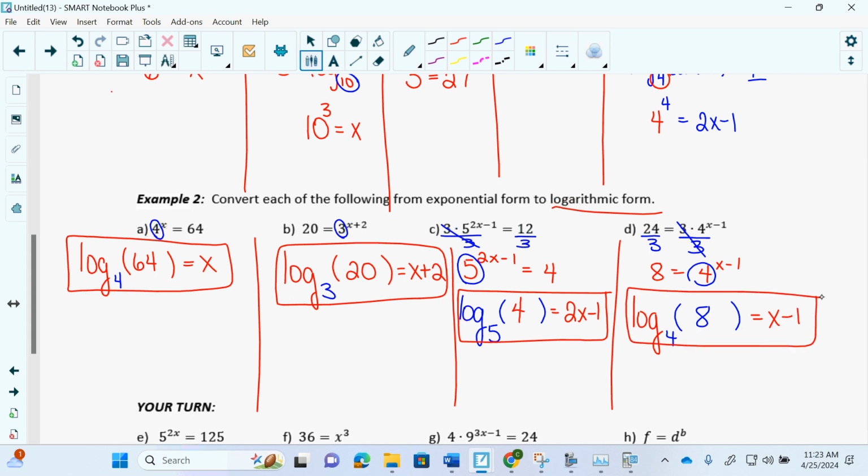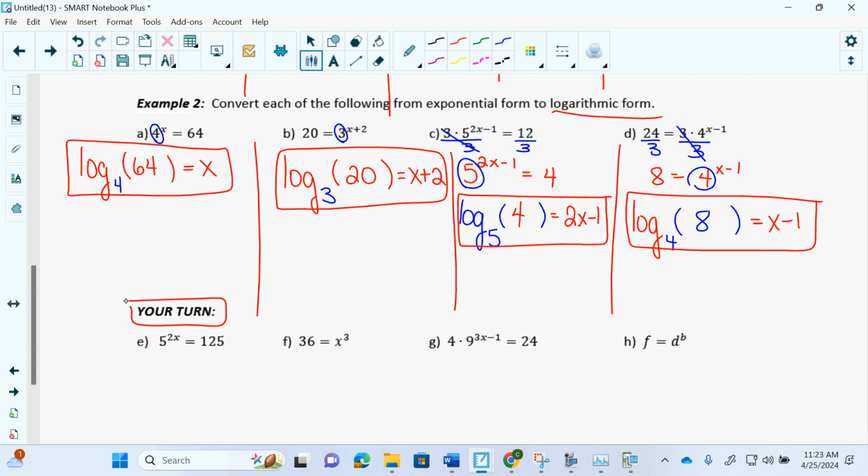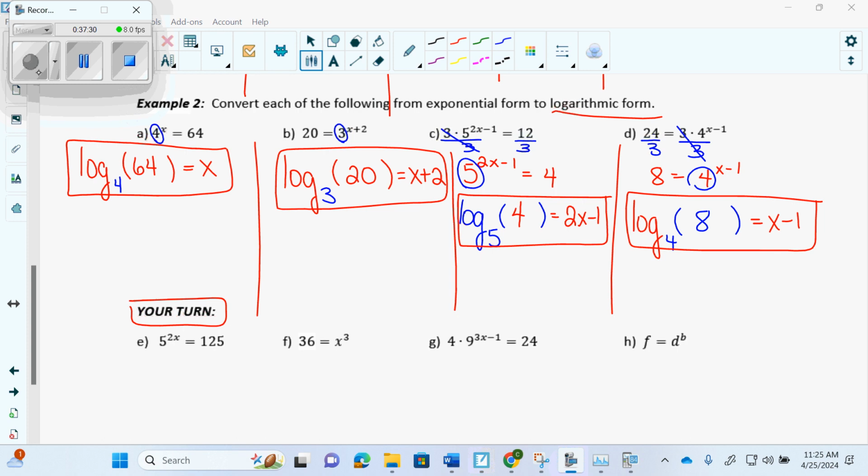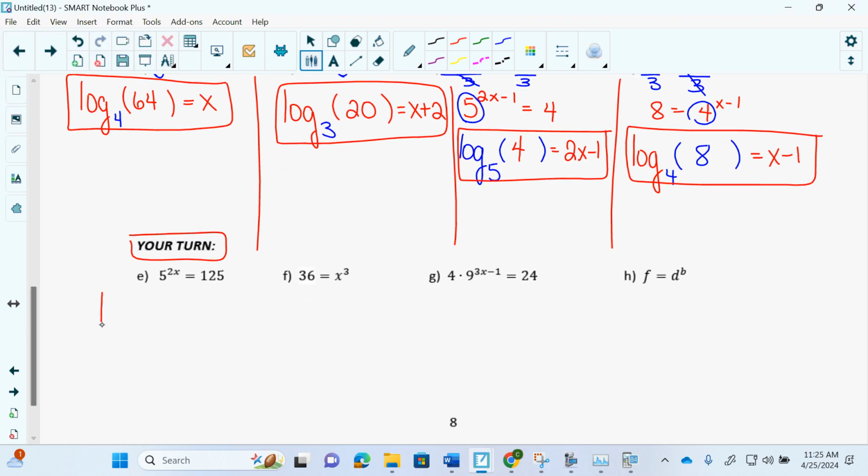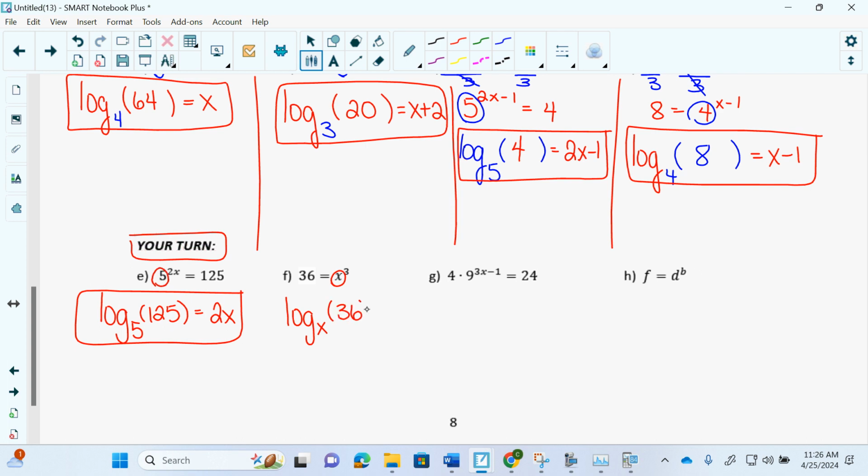What does this say? So it's your turn, go. I want to get this done before the end of class, so go. We need to convert these. Log base what? Log base 5. What goes beside it? 125, and it equals 2x. 3 pieces of information again. Log base what? X. What goes beside it? 36, and it's going to equal 3.